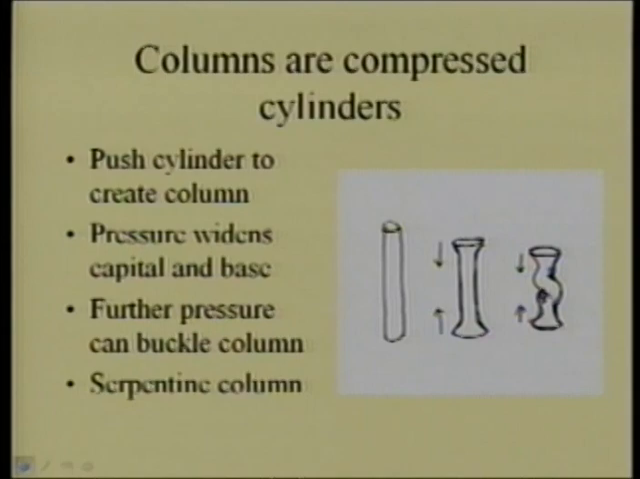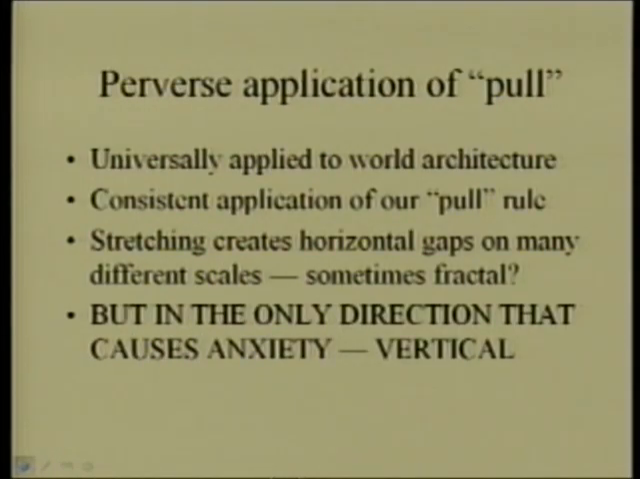The anti-gravity typology is really a perverse application of pull. Nevertheless, it is universally applied to world architecture. There's a consistent application of our pull rule, and the stretching actually breaks buildings and creates horizontal gaps, and many buildings show many different scales. So this is what I've been talking about in a positive way. Many different scales. Isn't that what we want?